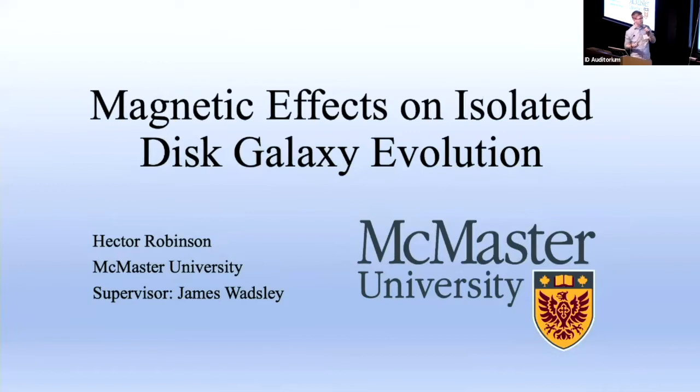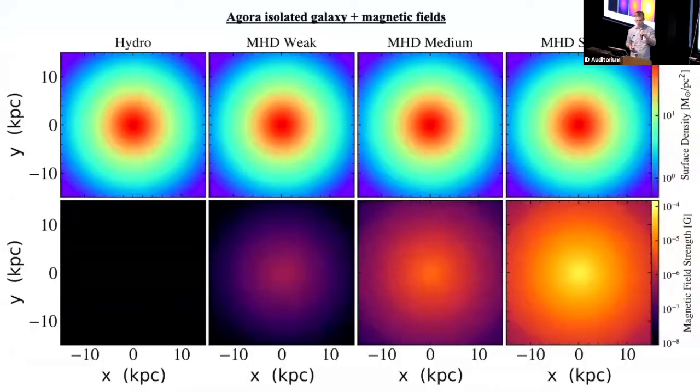So James and I decided what we wanted to do for this was run some simulations in Ramses, actually. So here's just the setup for my simulations. The setup is the Agora isolated galaxy simulation. I don't really have time to go into it, but that's the setup. I've essentially copied the Agora setup, but I've added magnetic fields to the initial conditions. So you can see I've got 4 different galaxies that I've run here. The top row is just the surface density map of the galaxy. They're all identical. And then in the bottom row, you can see that's the magnetic field strength.